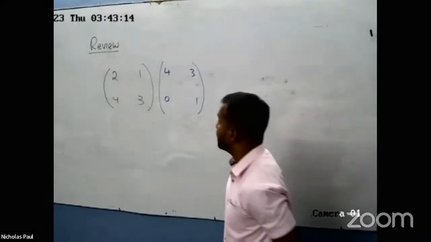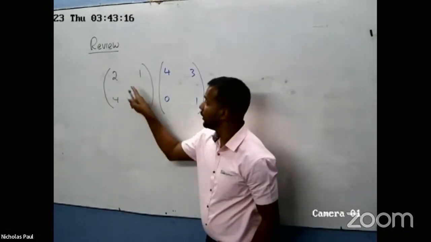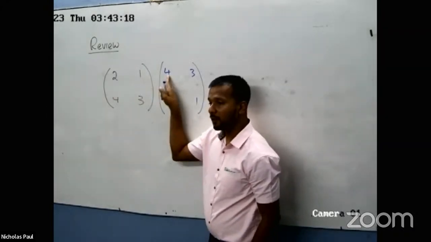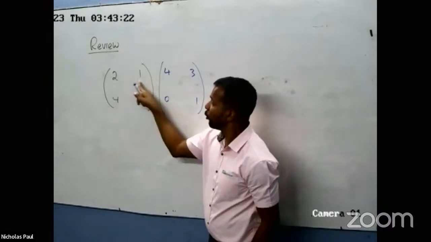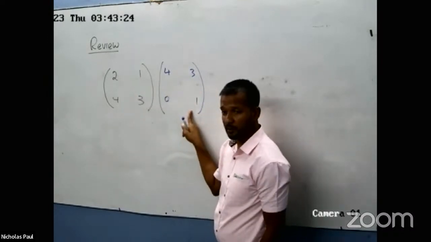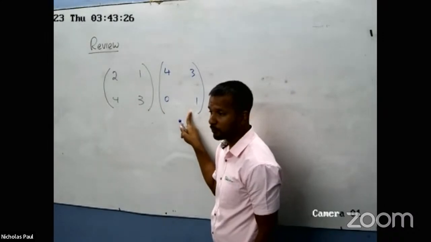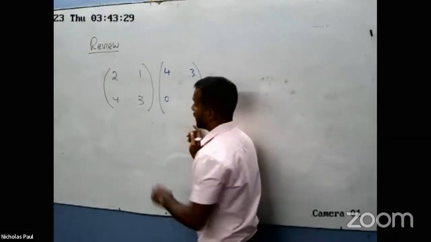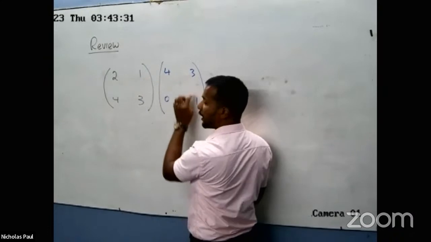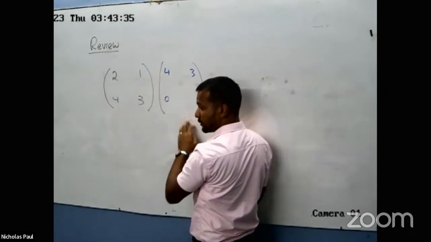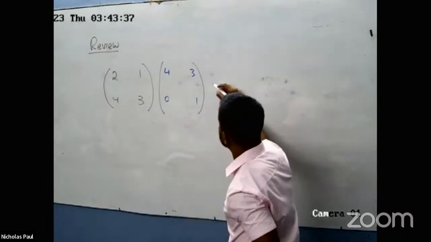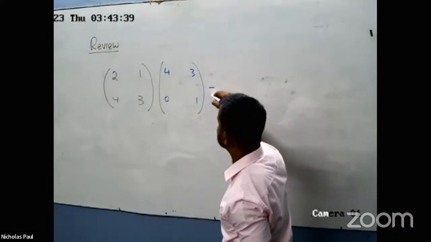Right. So as I said, we multiply like this. Row in matrix 1 by column in matrix 2. After that is what? Row in matrix 1 by column in matrix 2. All okay with that? So you're multiplying this row by these two columns, and then this row by these columns. Right? So let's see if we got that right.